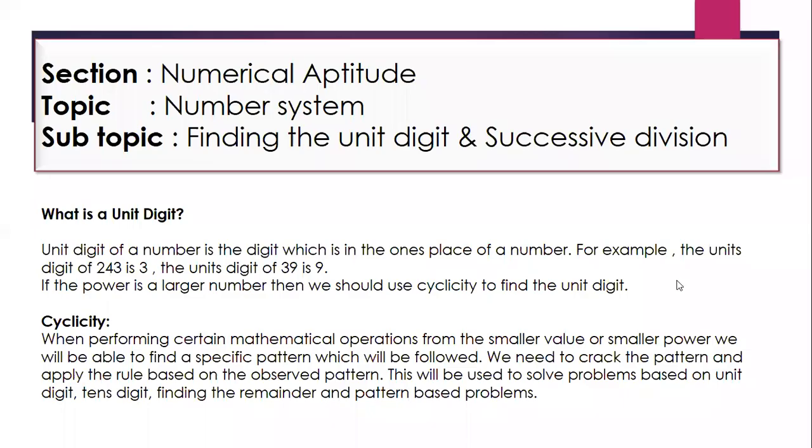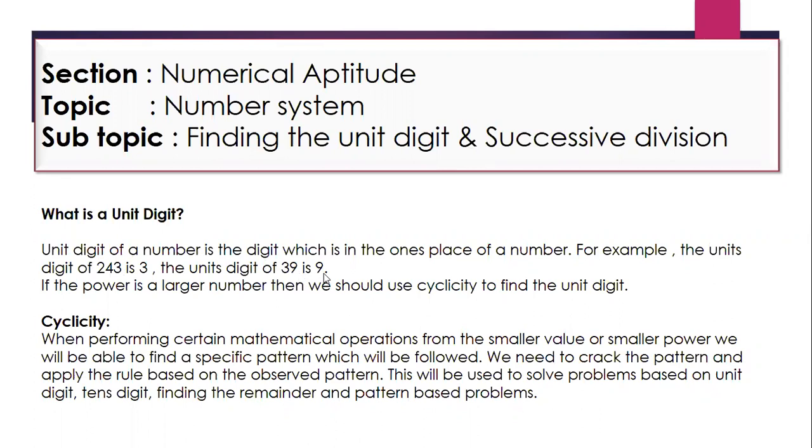Hello everyone. In this video, we are going to see about finding the unit digit and successive division, which is one of the subtopics under number system. So first, we need to know what is unit digit. Unit digit of a number is the digit in the ones place. For example, if it is 243, the unit digit is 3. The unit digit of 39 is 9.